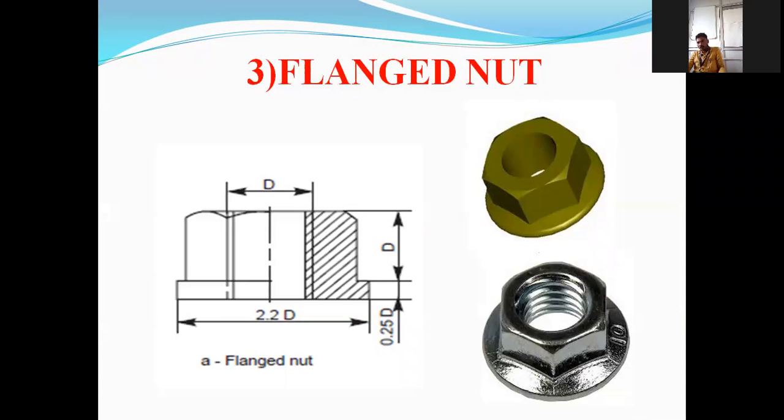Further, the hinged nut. So it is the hexagonal nut only. At the bottom there is a hinge, or we can say something like a washer, whose dimensions are, again in front of you, 2.2D. 2.2D is the outer diameter and 0.25D is the height that we have seen.